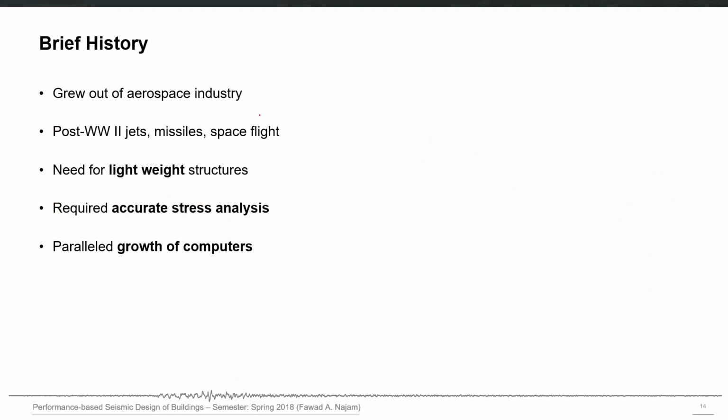So, a brief history of the finite element method. It grew out of the aerospace industry. In the early years of its development, Boeing took part in its development, and then post World War II, jets, missiles and space flights required developments in this area because there was a need for lightweight structures which require accurate stress analysis. Also, the developments in the finite element method paralleled the growth of computers.